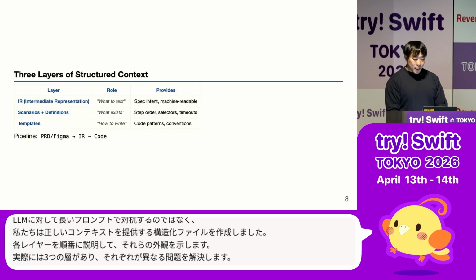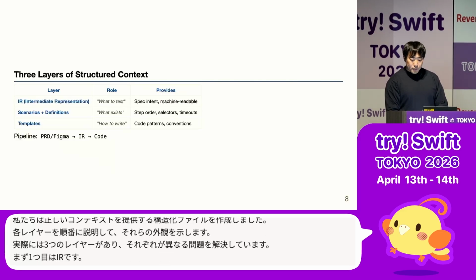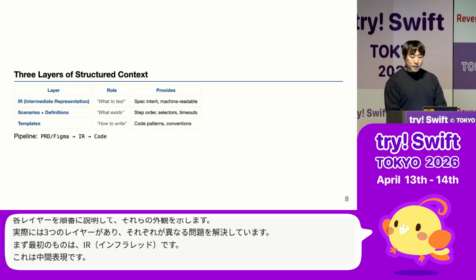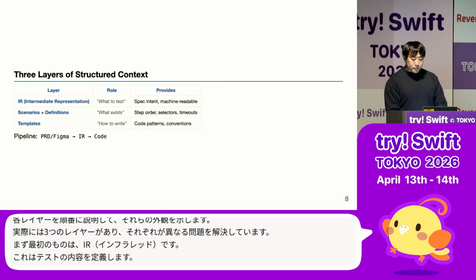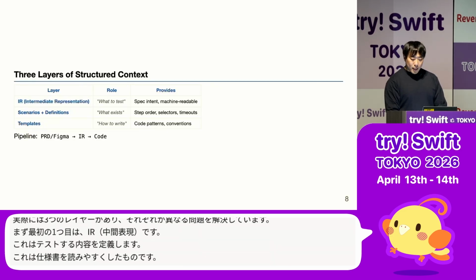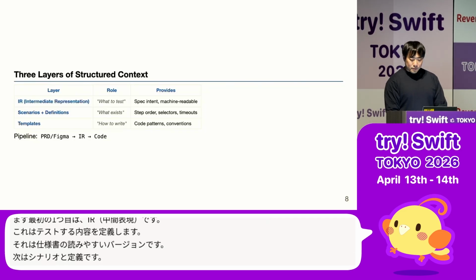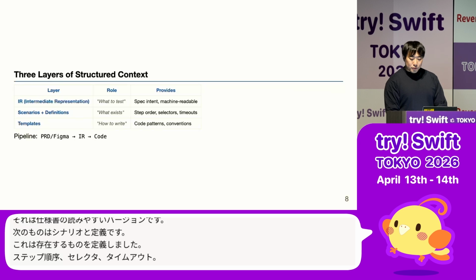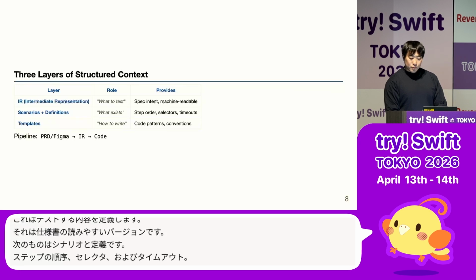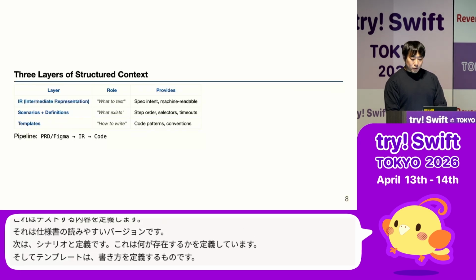So the first one is IR, which is intermediate representation. This defines what to test. It's a readable version of the spec. The next one is scenarios and definitions. These define what exists: the step order, selectors, and timeouts. And templates define how to write. It's mostly for code patterns and also conventions.